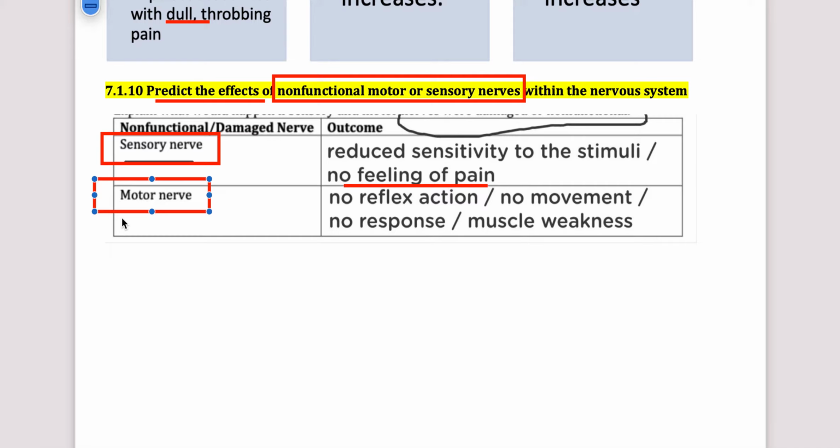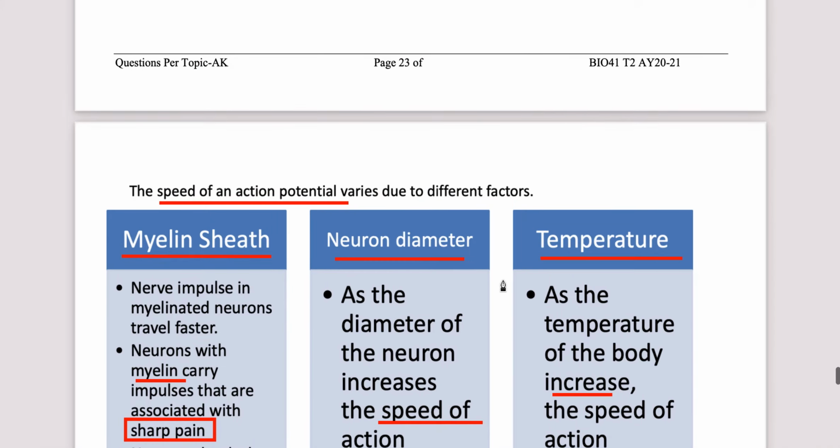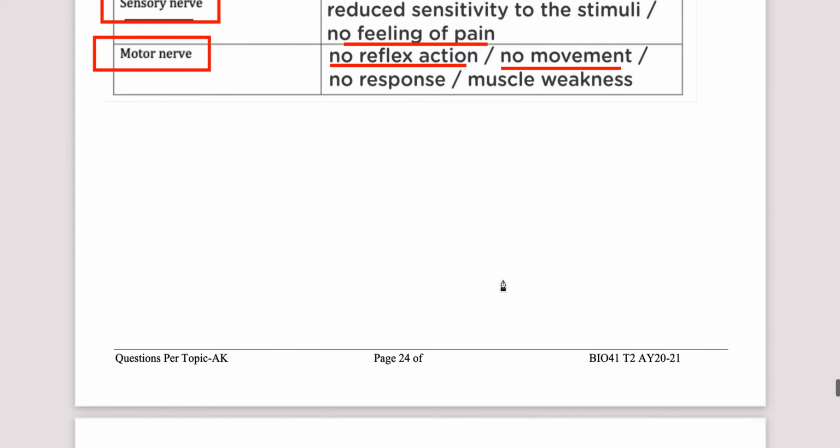And in case the sensory nerve is working, you will feel pain, the message will go to your brain, but the motor nerve is not working. It means that you don't have a reflex action, you don't have a movement, no response will be shown. And the muscles will be very weak. Okay, so that's it. This is mainly the thing.